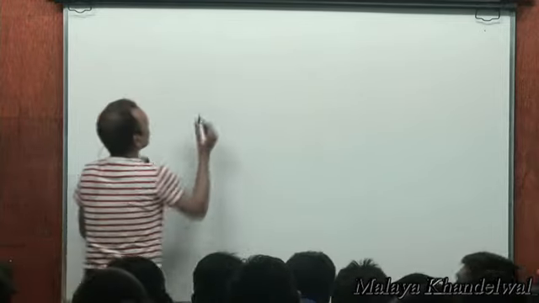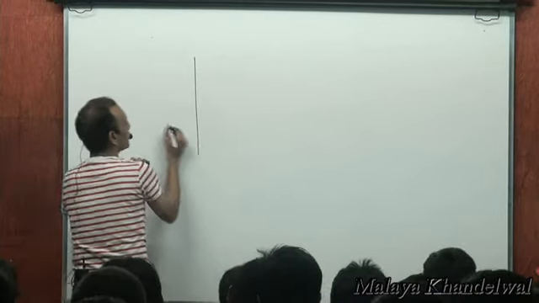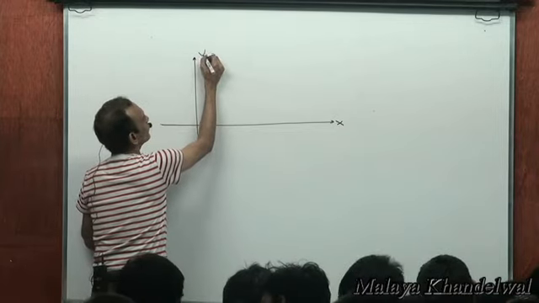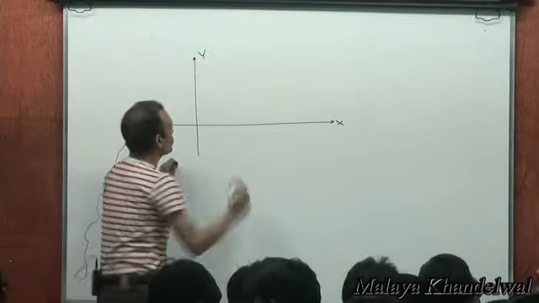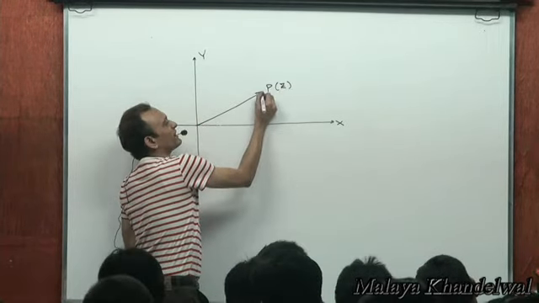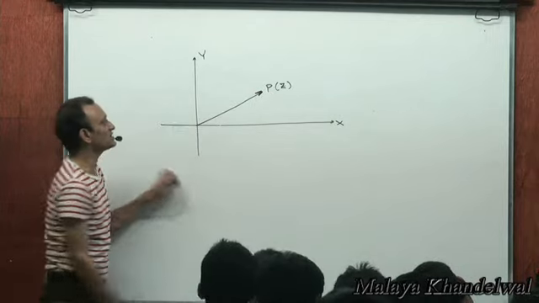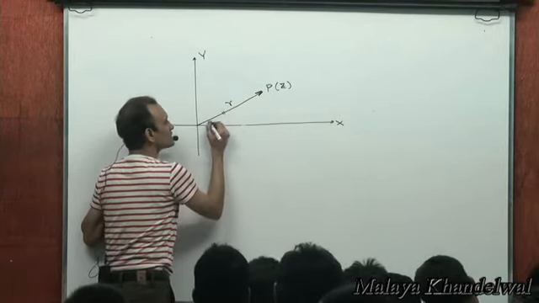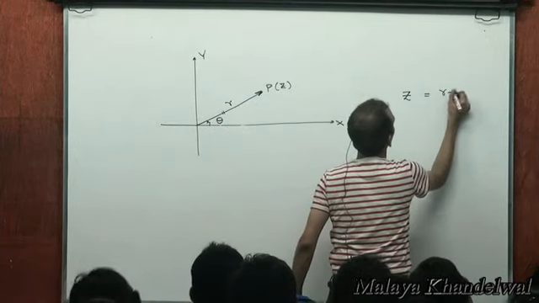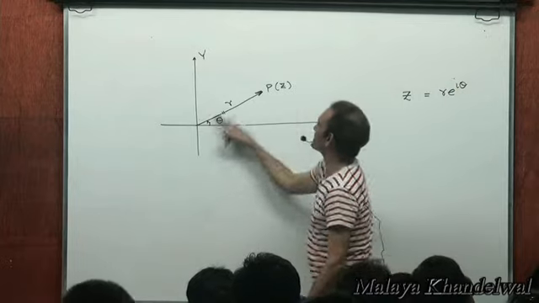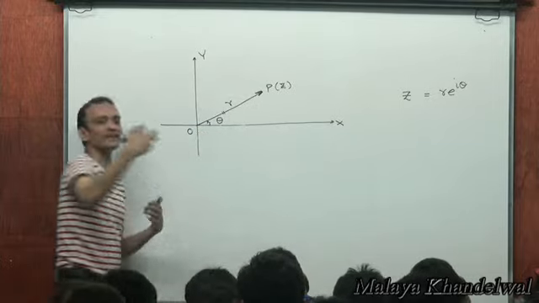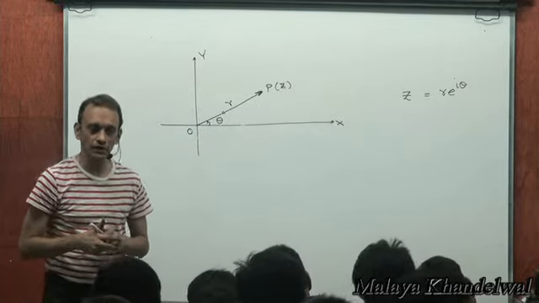See, suppose this is a vector z. This is r, this is theta. Z therefore is r e power i theta. This is a vector z, the position vector of the point P. The vector OP is the position vector z, r e power i theta.